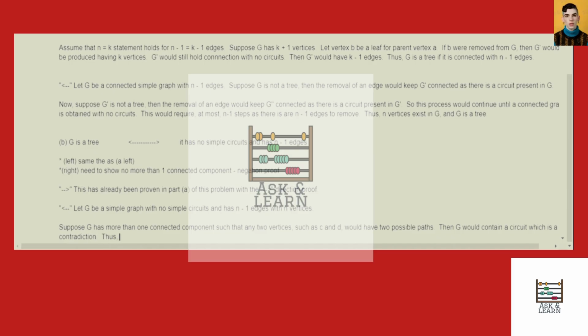Thus, G is a tree if and only if it has no simple circuits and has n minus 1 edges. And that's the end of the proof.